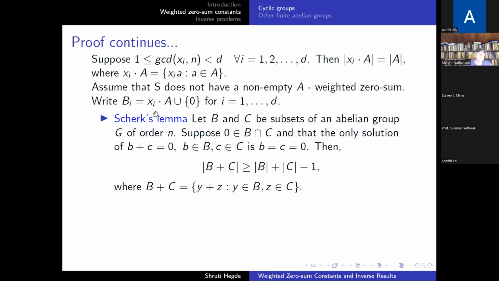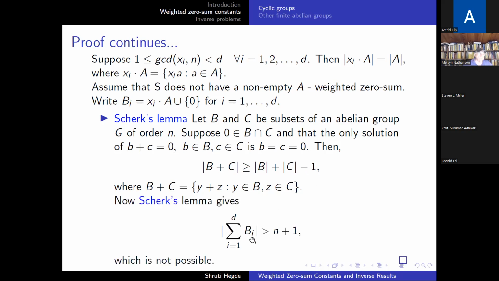Now we can apply Scherk's lemma to these d sets B1, B2, up to Bd. This Scherk's lemma states that if B and C are subsets of an abelian group G of order n, such that 0 is in both B and C, and the only solution for the equation b plus c equal to 0 is the trivial solution, then with these conditions, the set B plus C has cardinality greater than or equal to cardinality of B plus cardinality of C minus 1. This set B plus C is the sumset of all y plus z, y coming from B and z coming from C. So if we apply Scherk's lemma to these sets B1, B2, up to Bd, then we get that the cardinality of the sumset of Bi, i running from 1 to d, is greater than n plus 1.